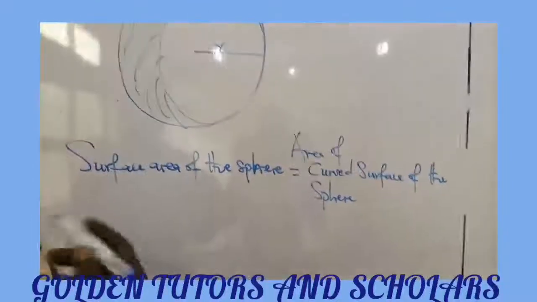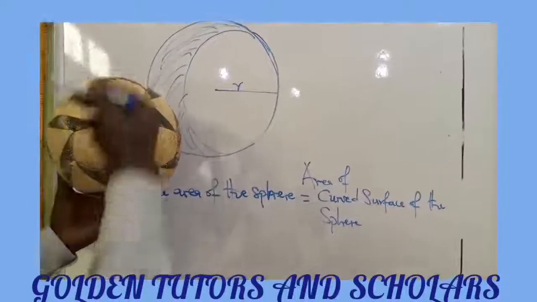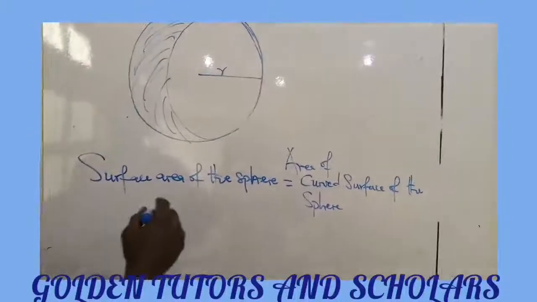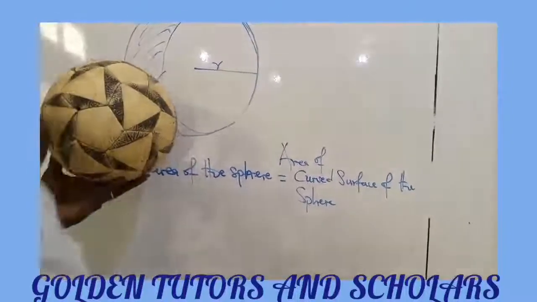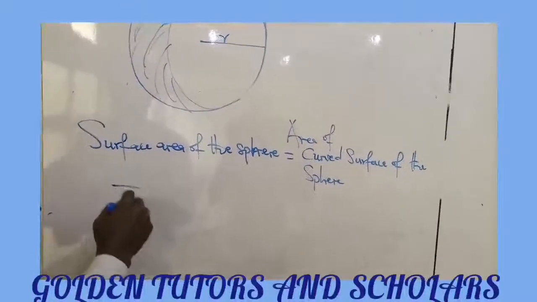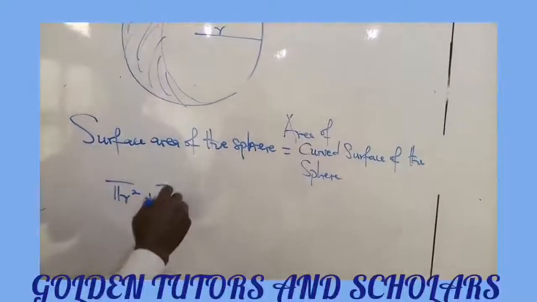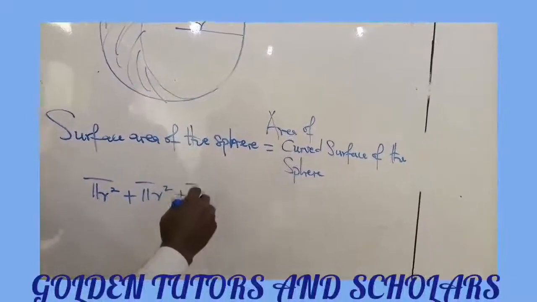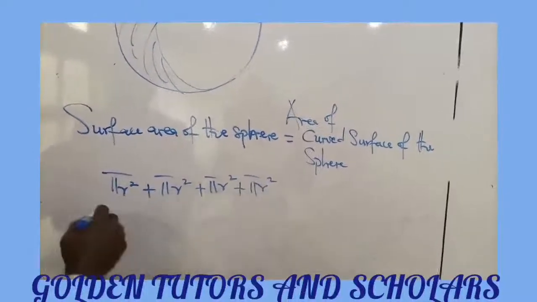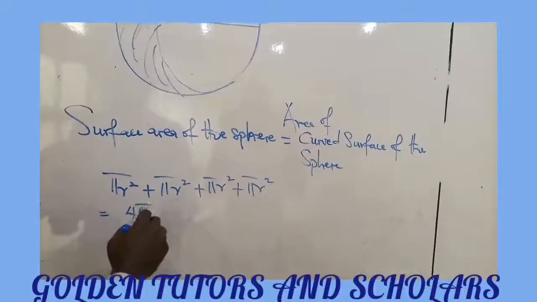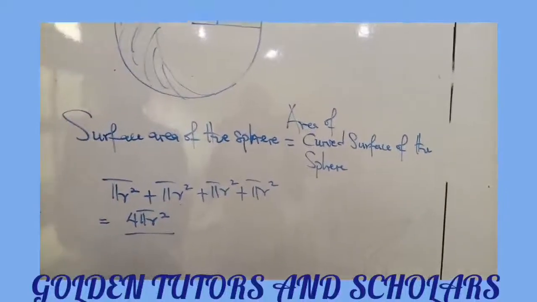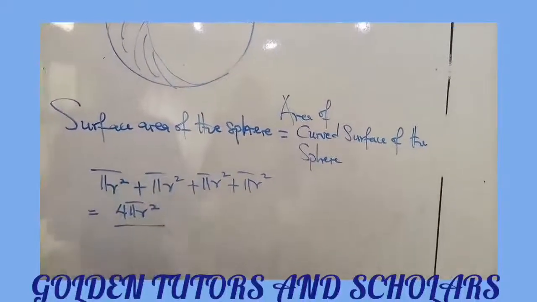Now, when I stood describing with this football, here I see a surface, there's a surface here, there's a surface behind, and there's another surface here. We can now see that for each of the surfaces, we have a circular surface, which is the area of a circle. So for four of them, we are having pi r squared plus pi r squared plus pi r squared plus pi r squared, 1, 2, 3, 4. That will give us 4 pi r squared. This is the formula that we will use to calculate the surface area of a sphere.